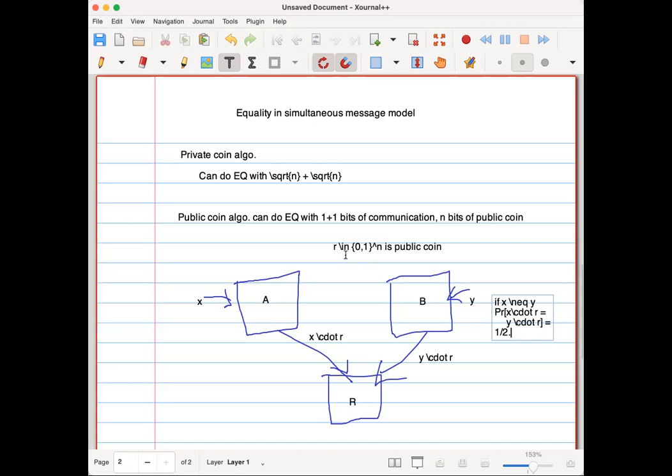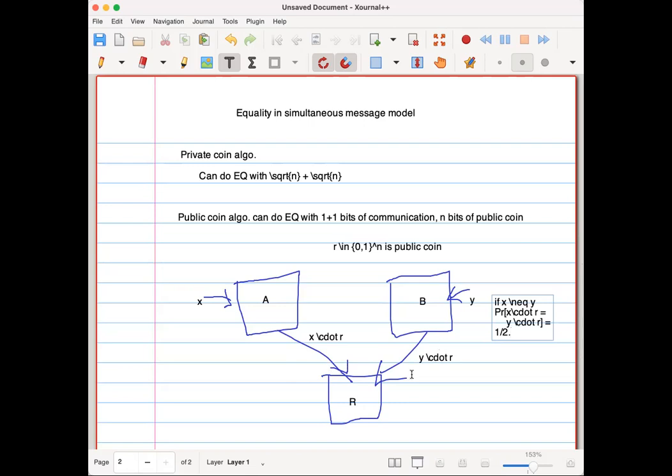What we'll do is take k independent copies of this public coin, r1, r2, up to rk, each chosen IID and uniformly from all bit strings of length n. Alice will send x dot r1, x dot r2, x dot r3, and so on. Similarly, Bob will send y dot r1, y dot r2, y dot r3, and so on. The referee will answer equal if and only if all the message bits from Alice are equal to the corresponding message bits from Bob.